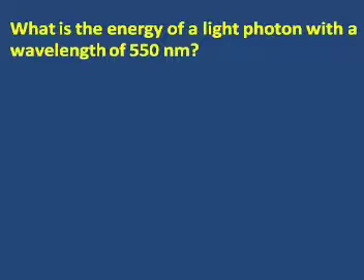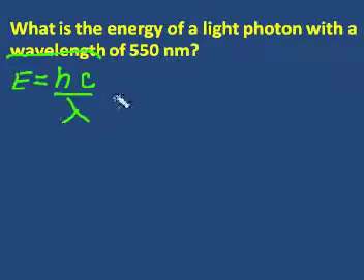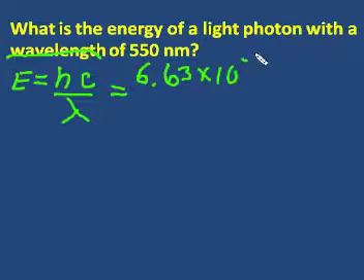Let's try this one. What is the energy of a light photon with a wavelength? Well, we know to use this formula. E equals hc over lambda. And once again, we simply plug everything through and we find the energy of this light photon. So again, it's 6.63 times 10 to the minus 34, and that would be a joule second, of course. And the speed of light, 3 times 10 to the 8th meters per second. Well worth memorizing.